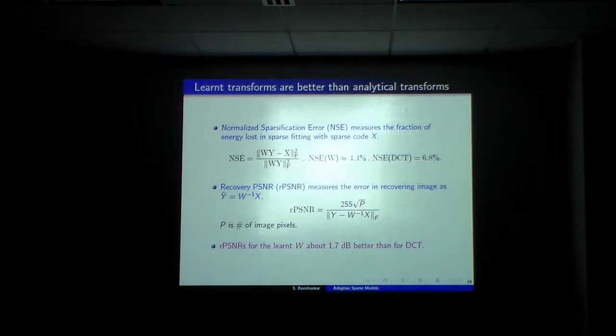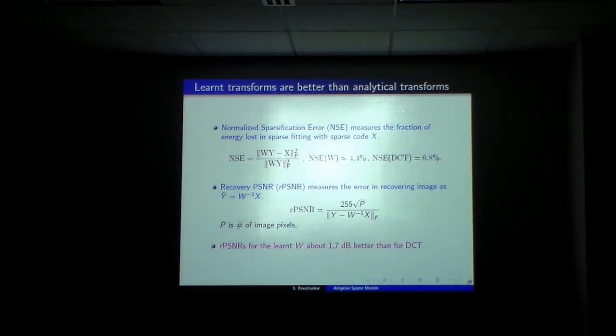Okay. So how do you measure the quality of the transform that you just learned? Number one, you can look at how well it sparsifies the data that you trained on. To quantify that, you compute what's known as the normalized sparsification error, which is the sparsification error normalized by the total energy in the transform domain. The normalized sparsification error for the DCT is about 6.8% for the patches of the image, whereas for the learned transform, it's much reduced, about 4.4%.